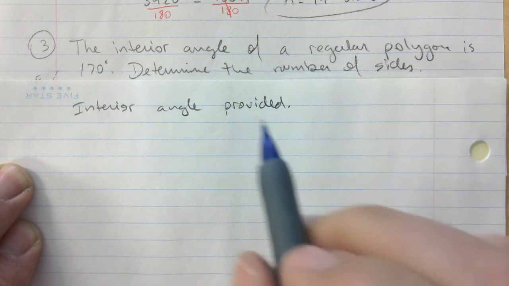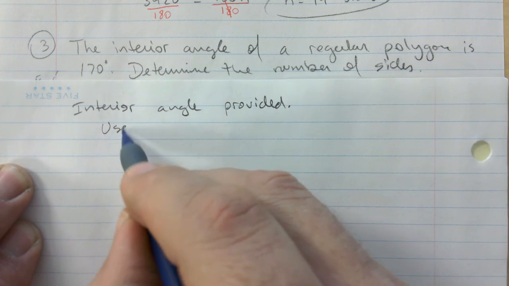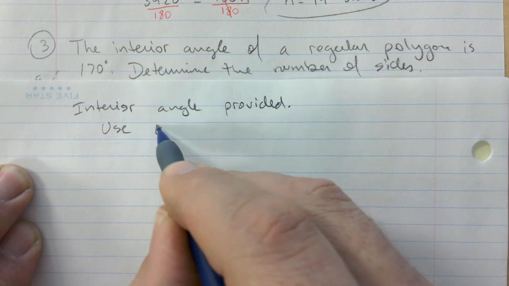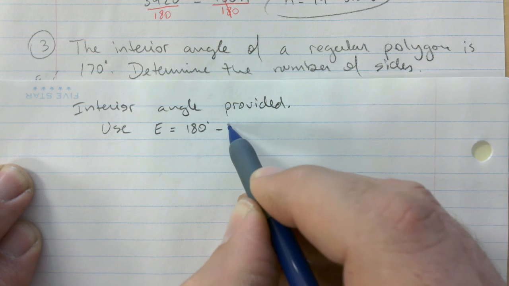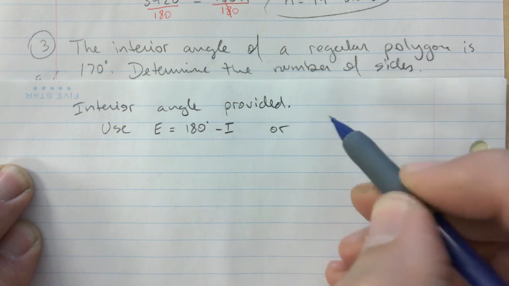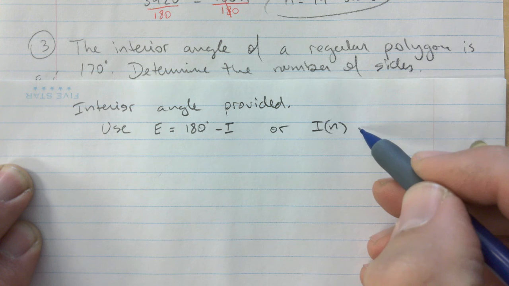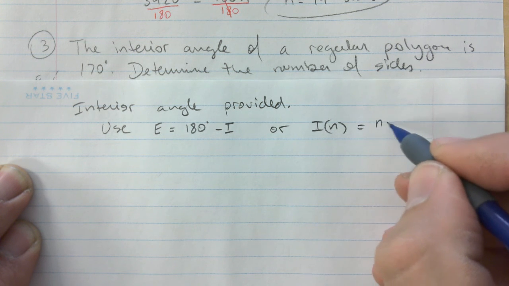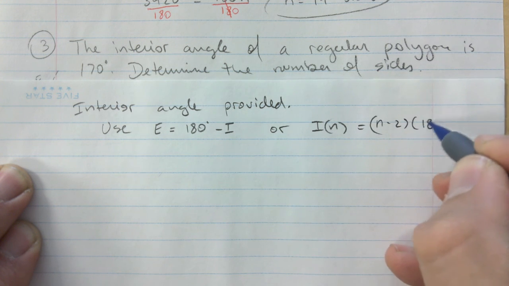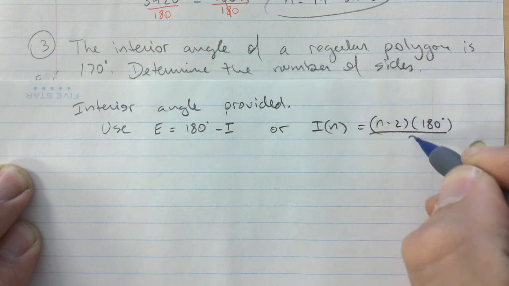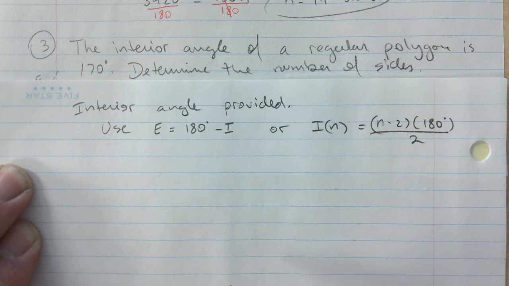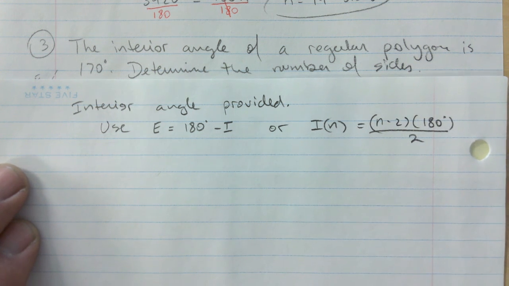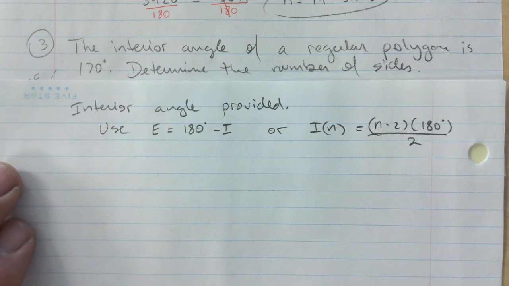Okay, you have a choice here. Use E is equal to 180 minus the interior, or you can use this one. Which one is easier? This one, right? Yes. And I'll tell you why that one always works, and that's why it's my go-to.